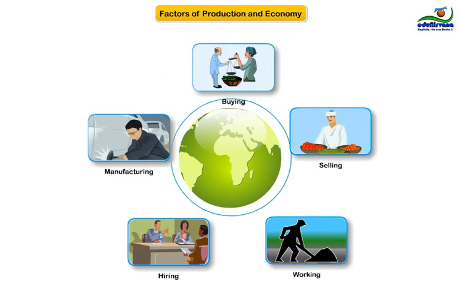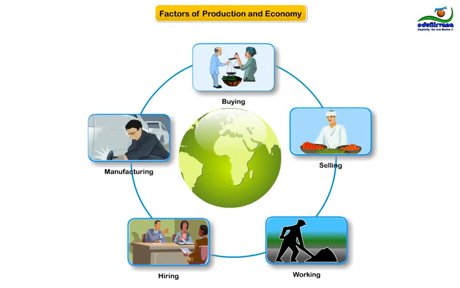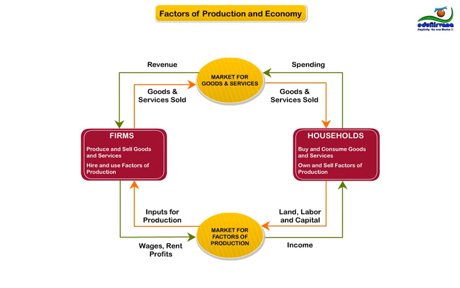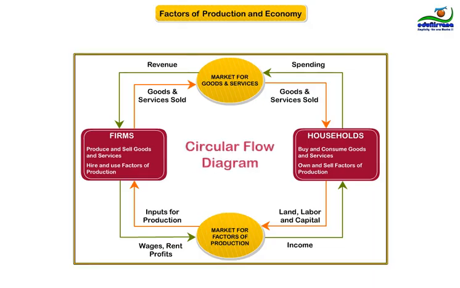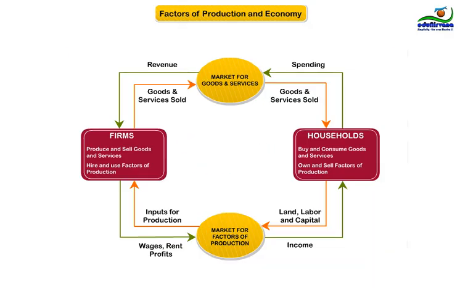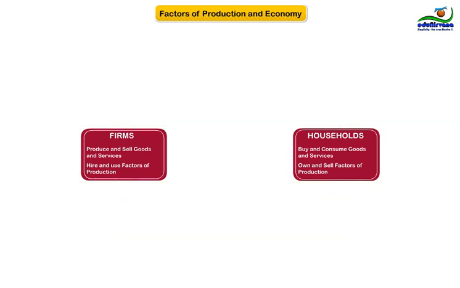We need a model that explains in general terms how the economy is organized and how participants in the economy interact with one another. Figure presents a visual model of the economy called a circular flow diagram. In this model, the economy has two types of decision makers: households and firms.